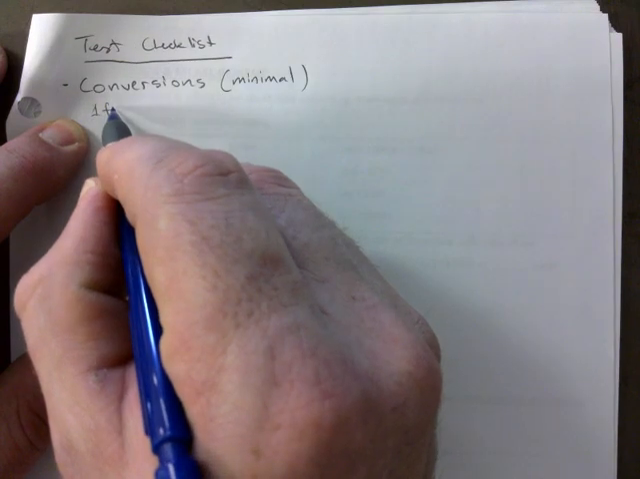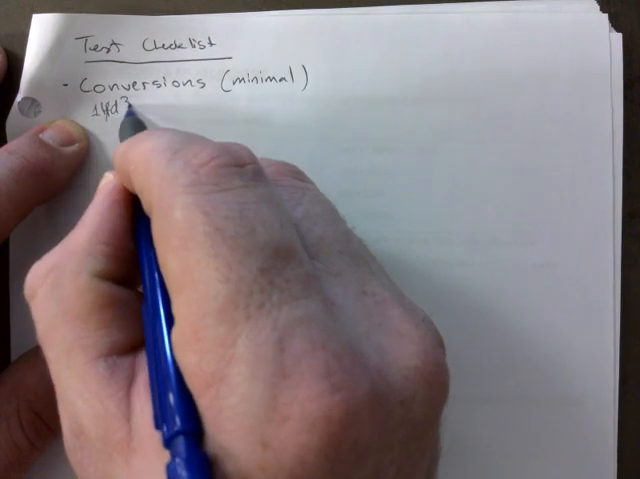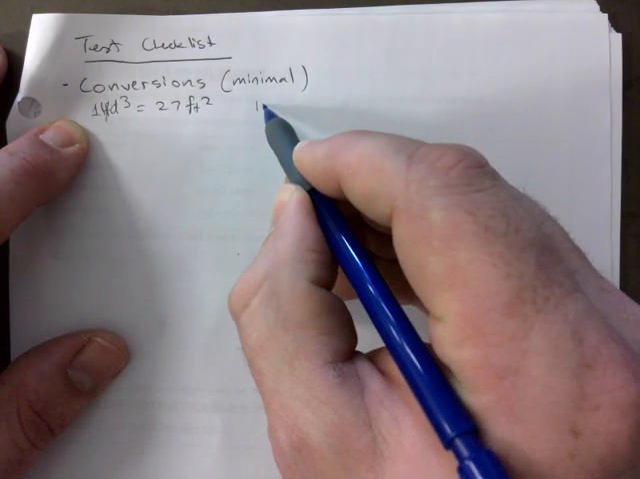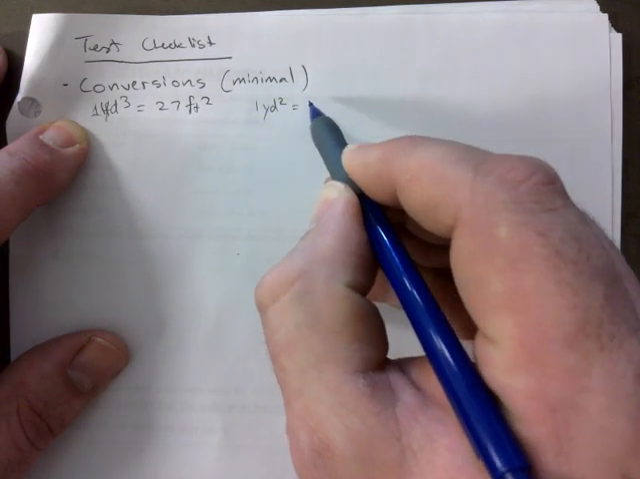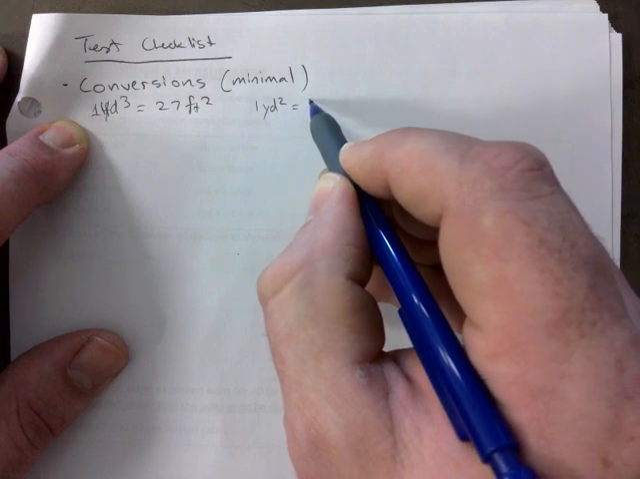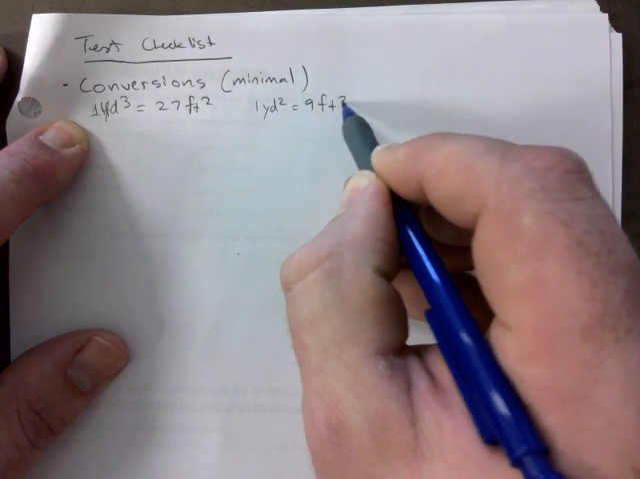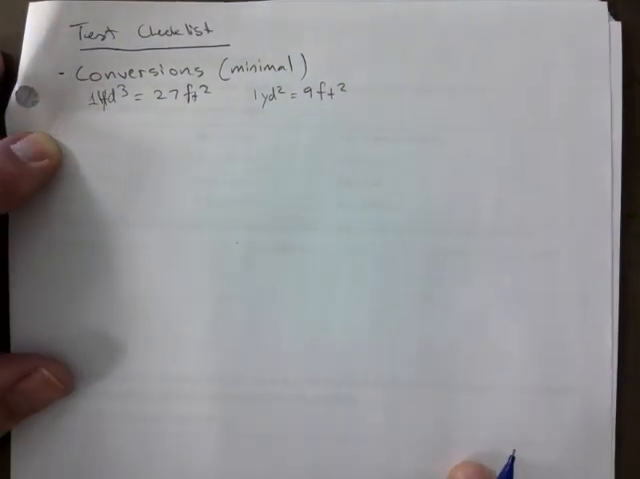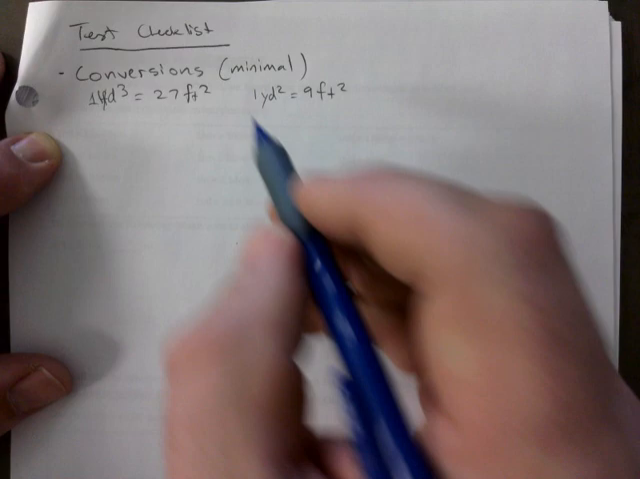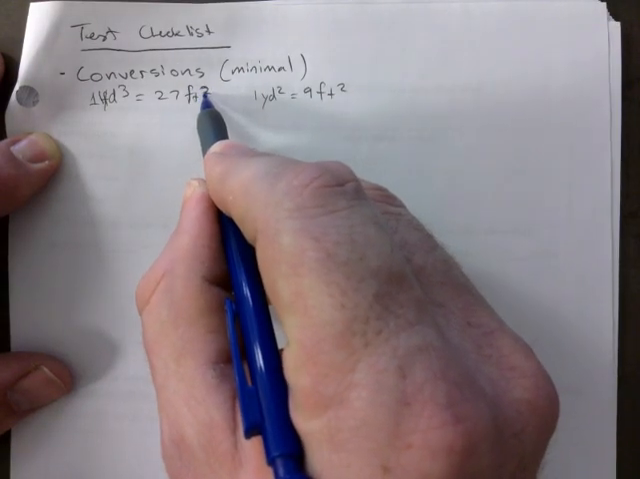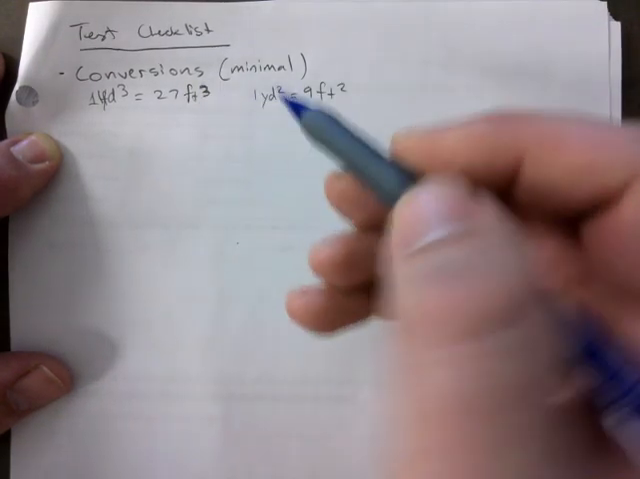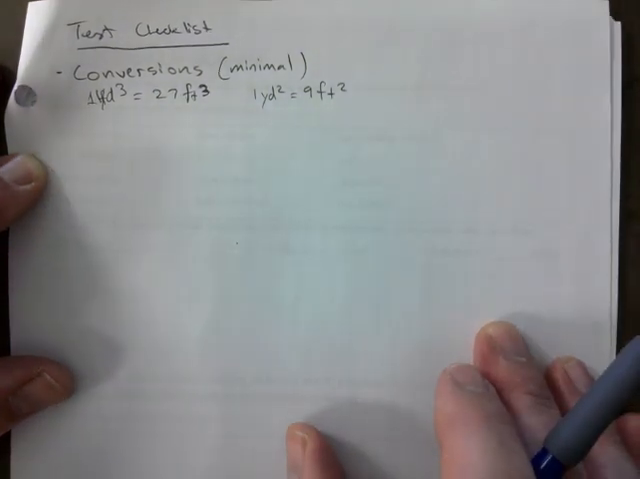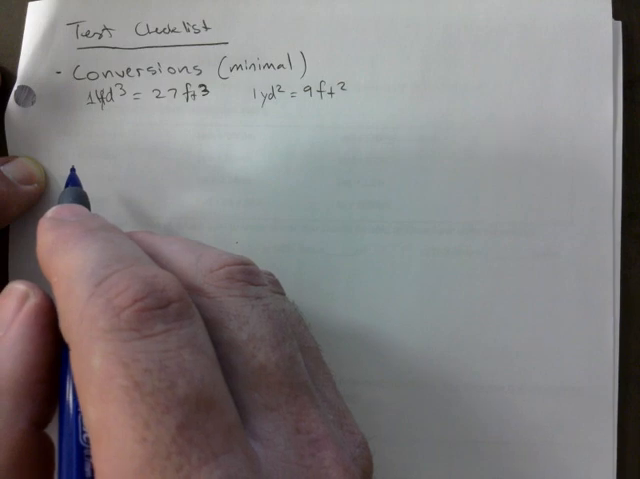I will say that 1 cubic yard has 27 cubic feet. 1 square yard has 9 square feet. Things like that. Those are definitely, I would say, worth adding. Oh, this is a cube here, folks. Just make sure you get that right. These are definitely worth having on your study sheet for the exam as well. And make sure you have those.